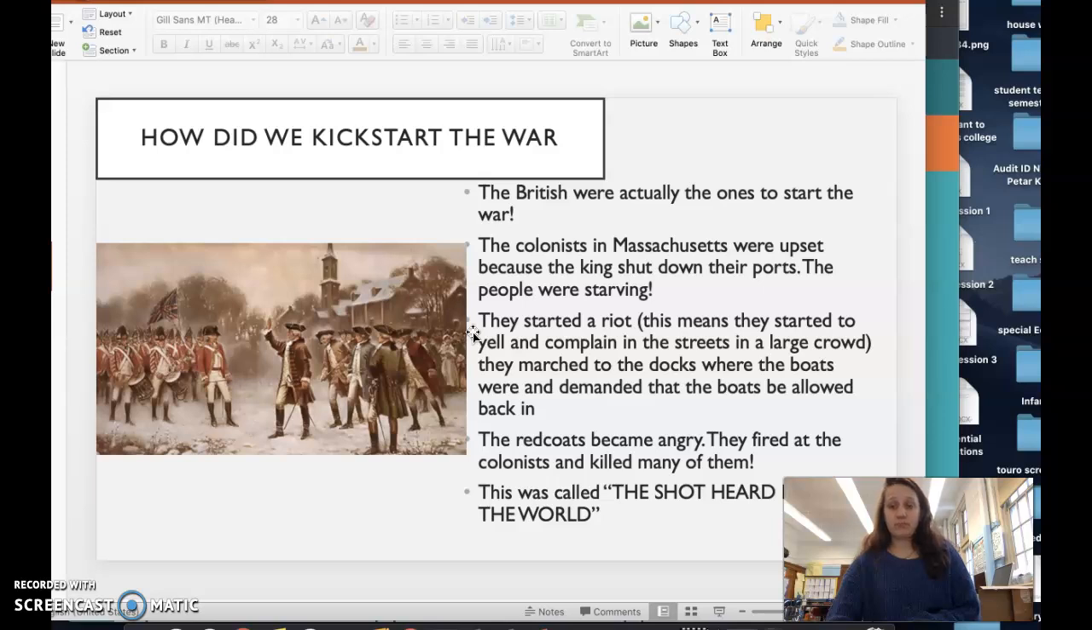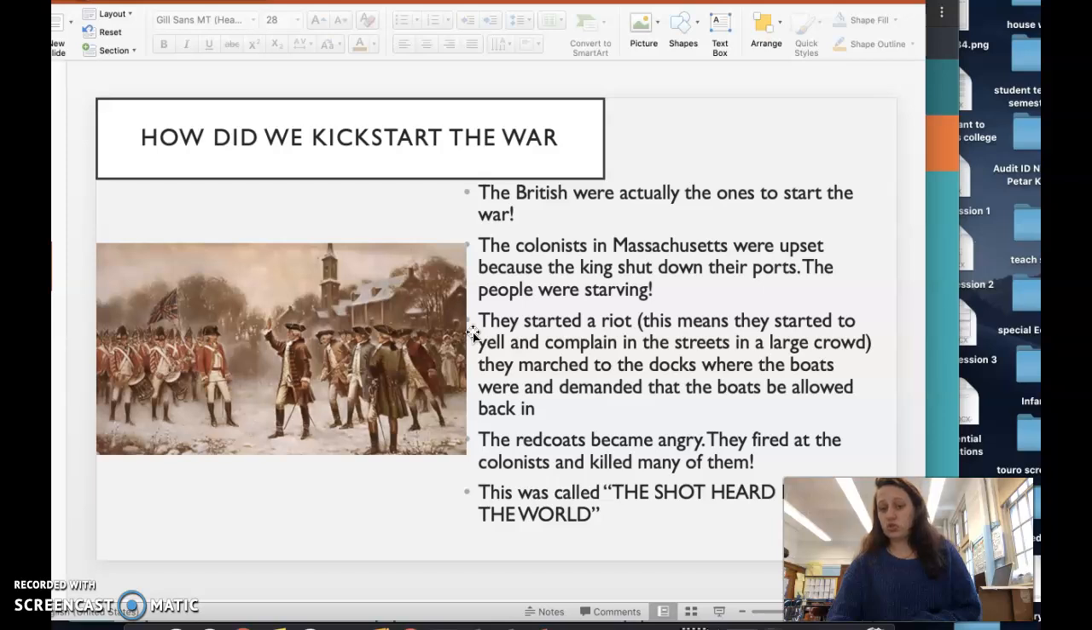So after shutting down that port in Massachusetts, he essentially starved the people in Massachusetts. They had no money, they had no food, nothing could come in or out of their colony. So they started a riot. A riot means they kind of yell and complain in the streets, they start marching, it's general kind of chaos in order to get their point across.